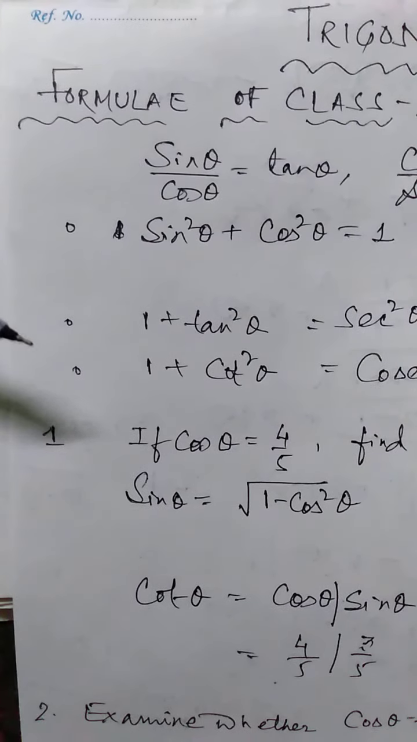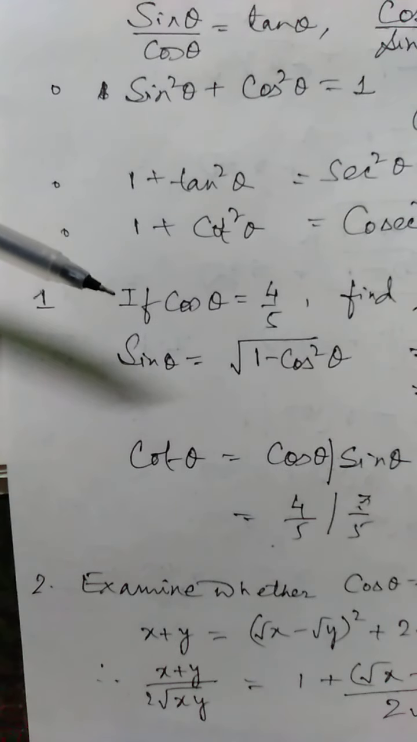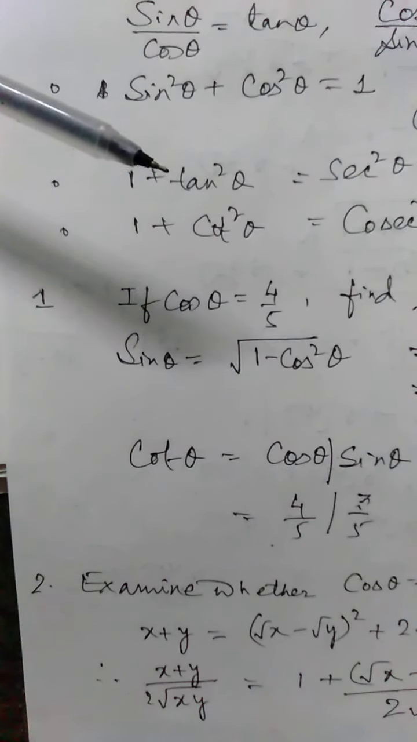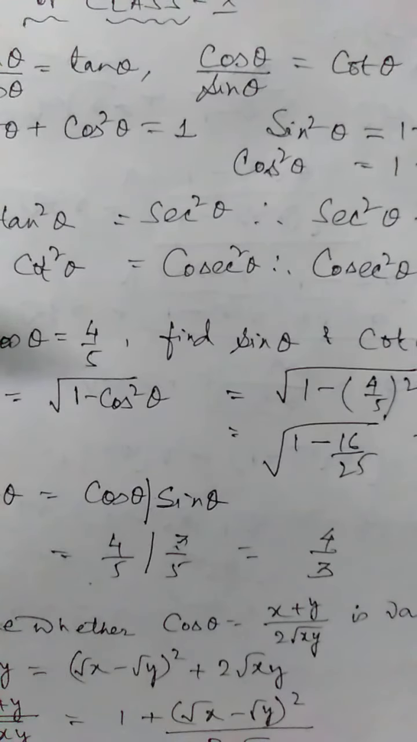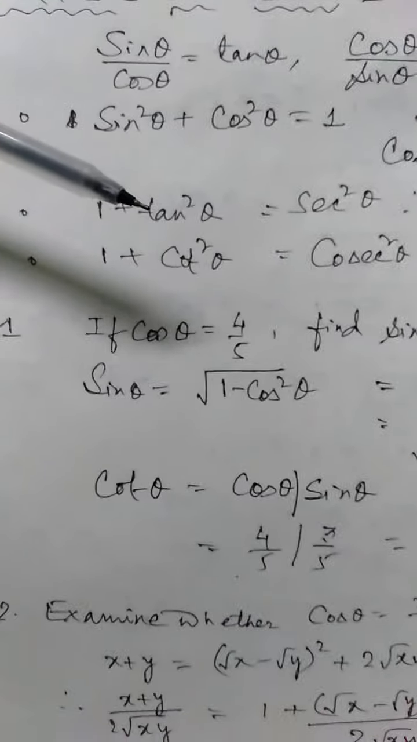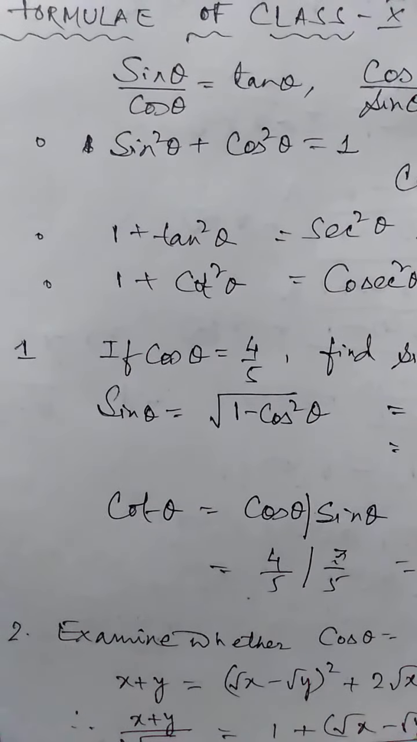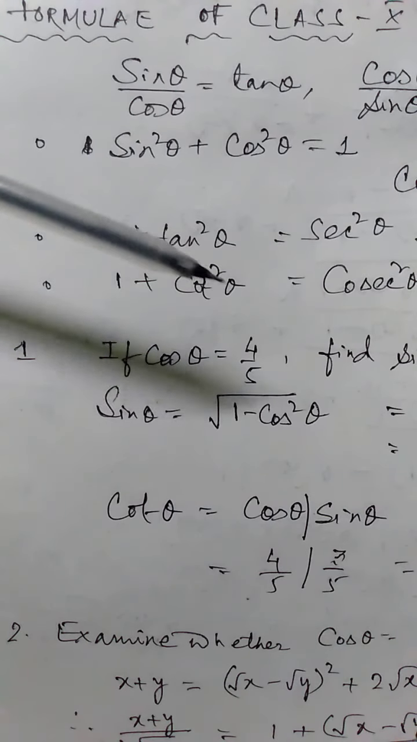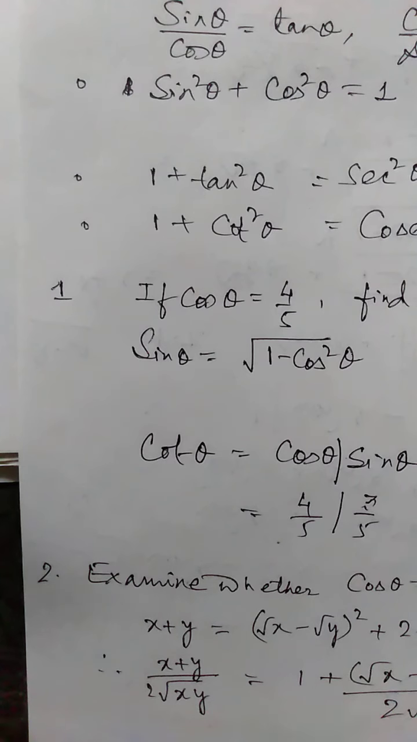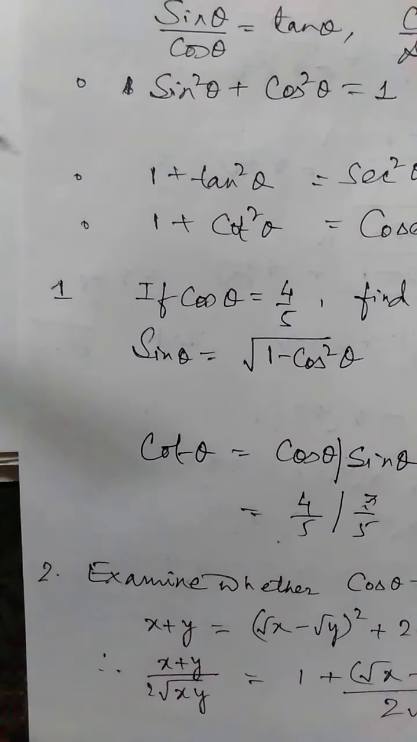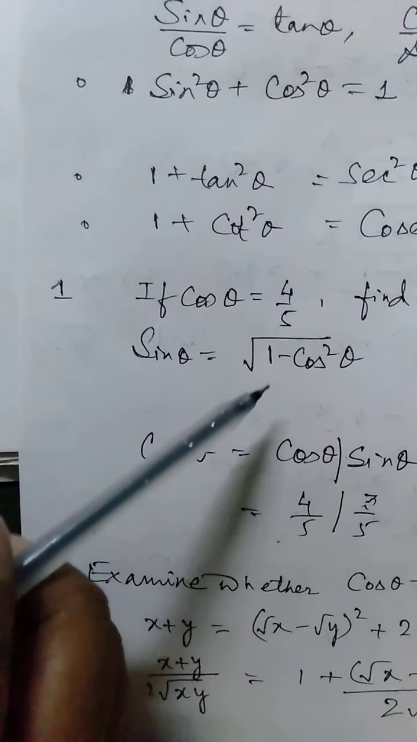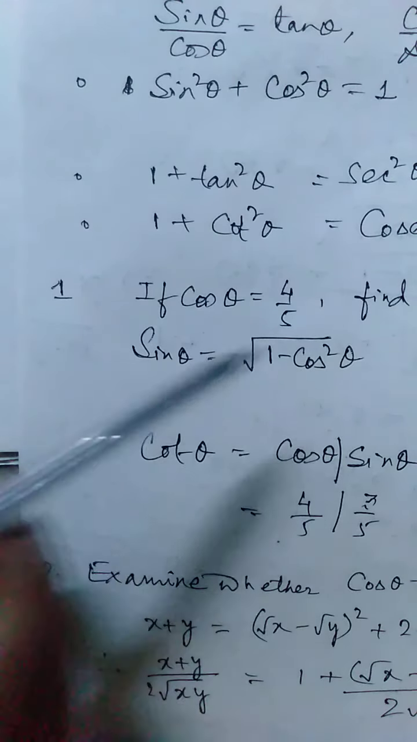Now let's start the sums. First sum is very easy. If cos theta is equal to 4 by 5, find the value of sin theta and cot theta. See, so here they have told us cos theta is 4 by 5. So we have to find the value of sin theta. Now what is sin theta? Sin theta is actually root over 1 minus cos square theta.